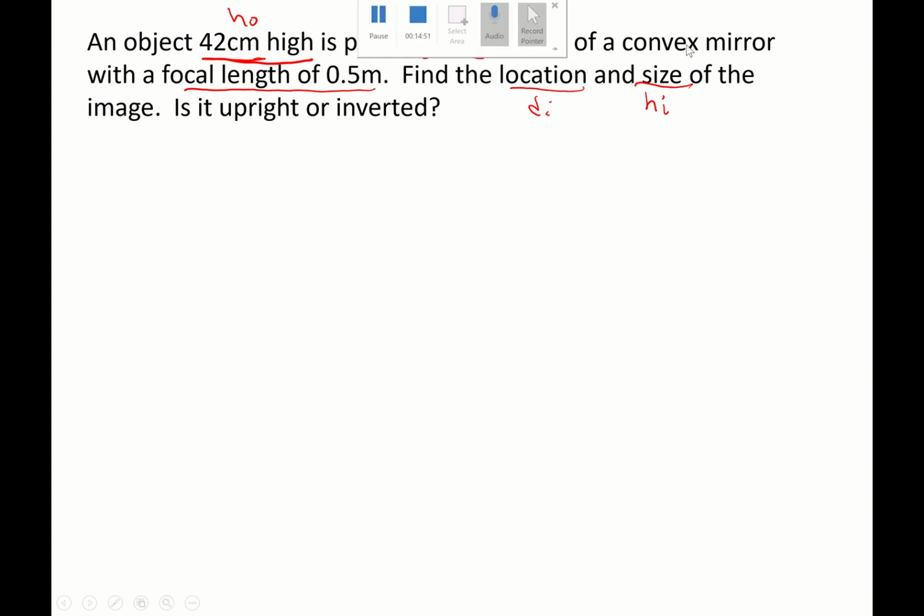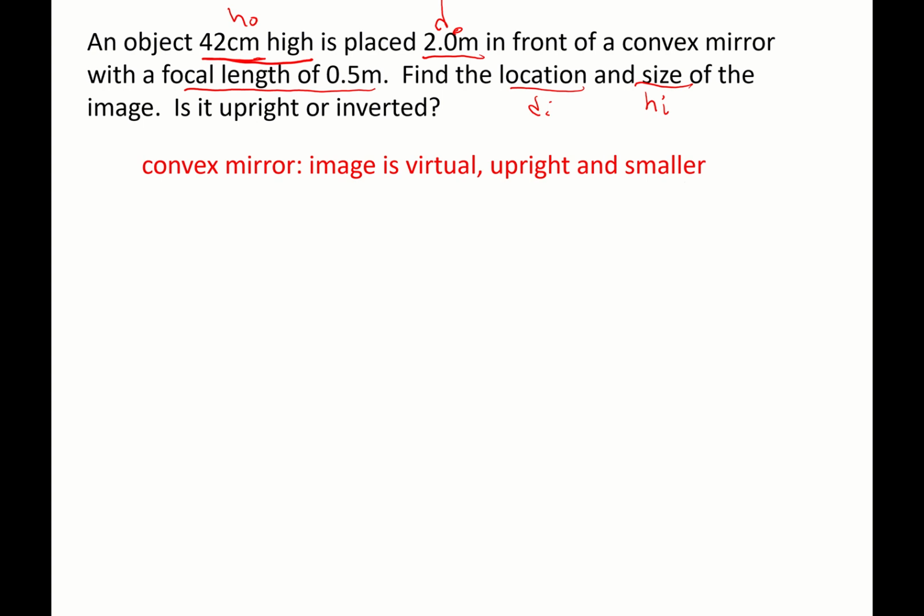Well, we can tell them right away. It's a convex mirror, so it's got to be a virtual upright image, but let's do our calculation. All right, so we expect that the image should be virtual, upright, and smaller. So we expect dI to be negative because virtual, and we expect M to be positive and less than 1. All right, so let's do our calculation.